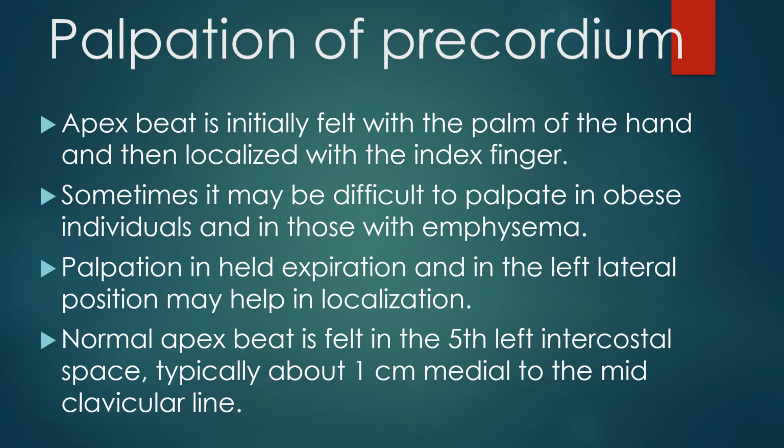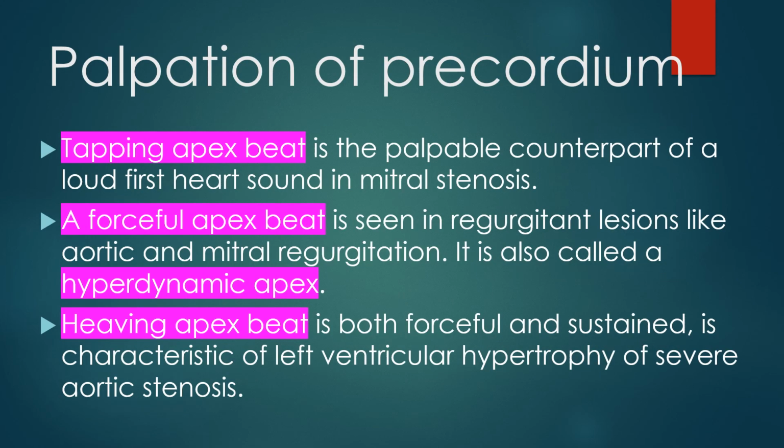Apex beat is initially felt with the palm of the hand and then localized with the index finger. Sometimes it may be difficult to palpate in obese individuals and in those with emphysema. Palpation in held expiration and in left lateral position may help in localization. Normal apex beat is felt in the fifth left intercostal space, typically about 1 cm medial to the mid-clavicular line. Tapping apex beat is the palpable counterpart of a loud first heart sound in mitral stenosis.